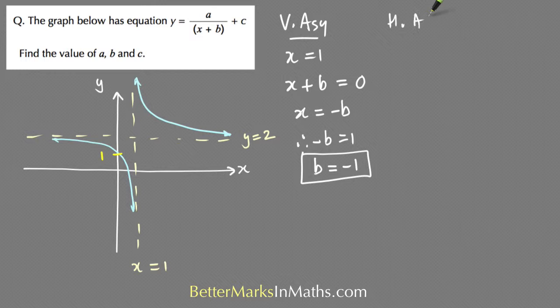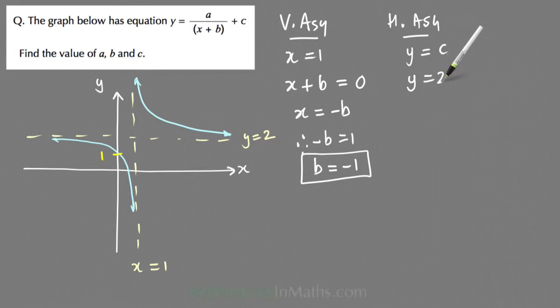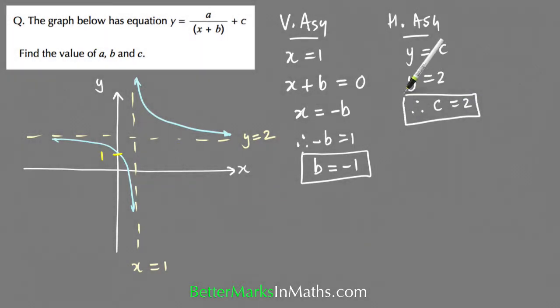And to find c, this is the horizontal asymptote, which you know is 2. So writing that down, the horizontal asymptote is just going to be y equals c. Y equals 2 is the equation of the asymptote, so therefore c is equal to 2. And that's that bit done. And then last of all, to find a, all you have to do is sub in a point that belongs to the graph into the equation and also fill in the values of b and c. So the point that belongs to the graph is this one here, 0, 1.